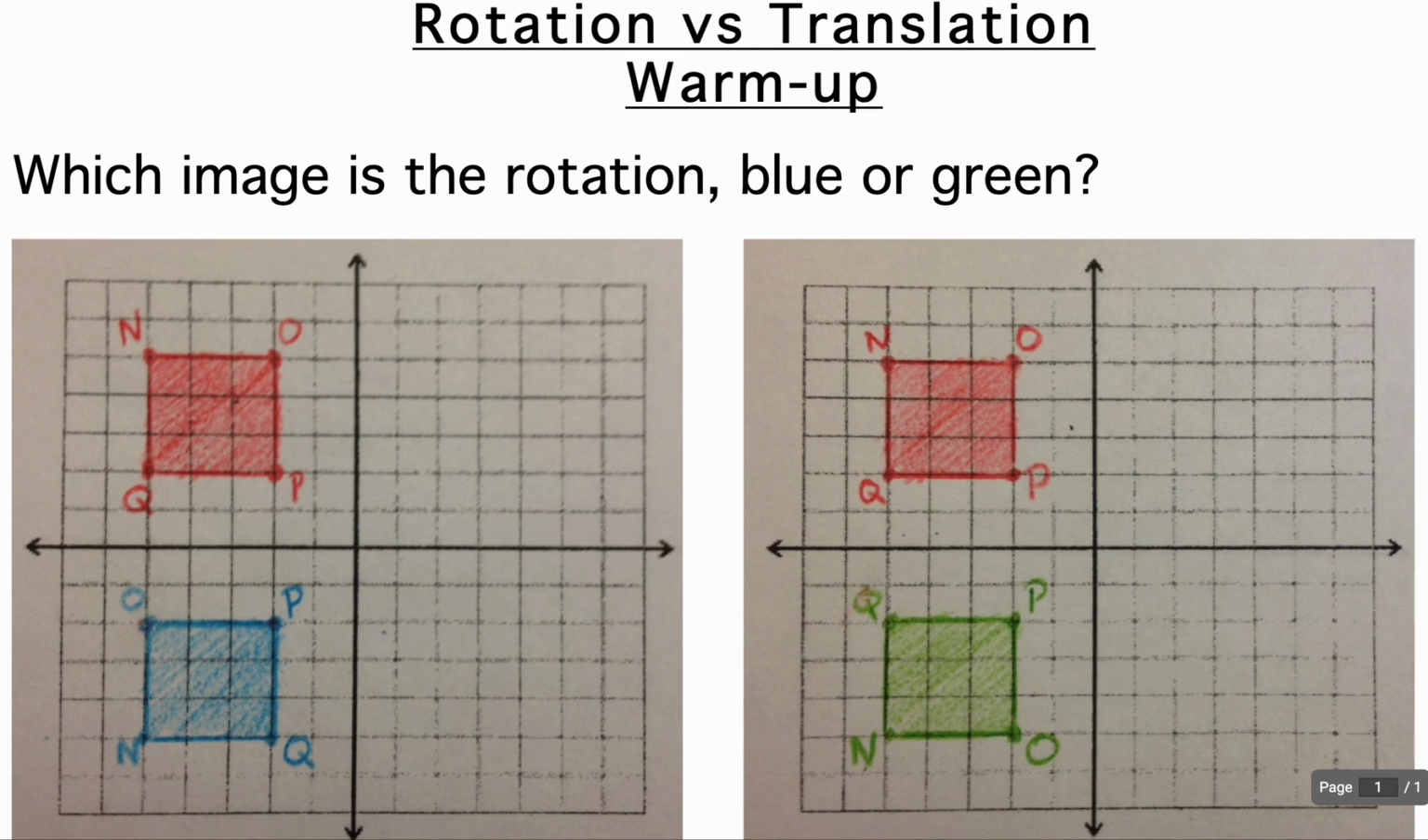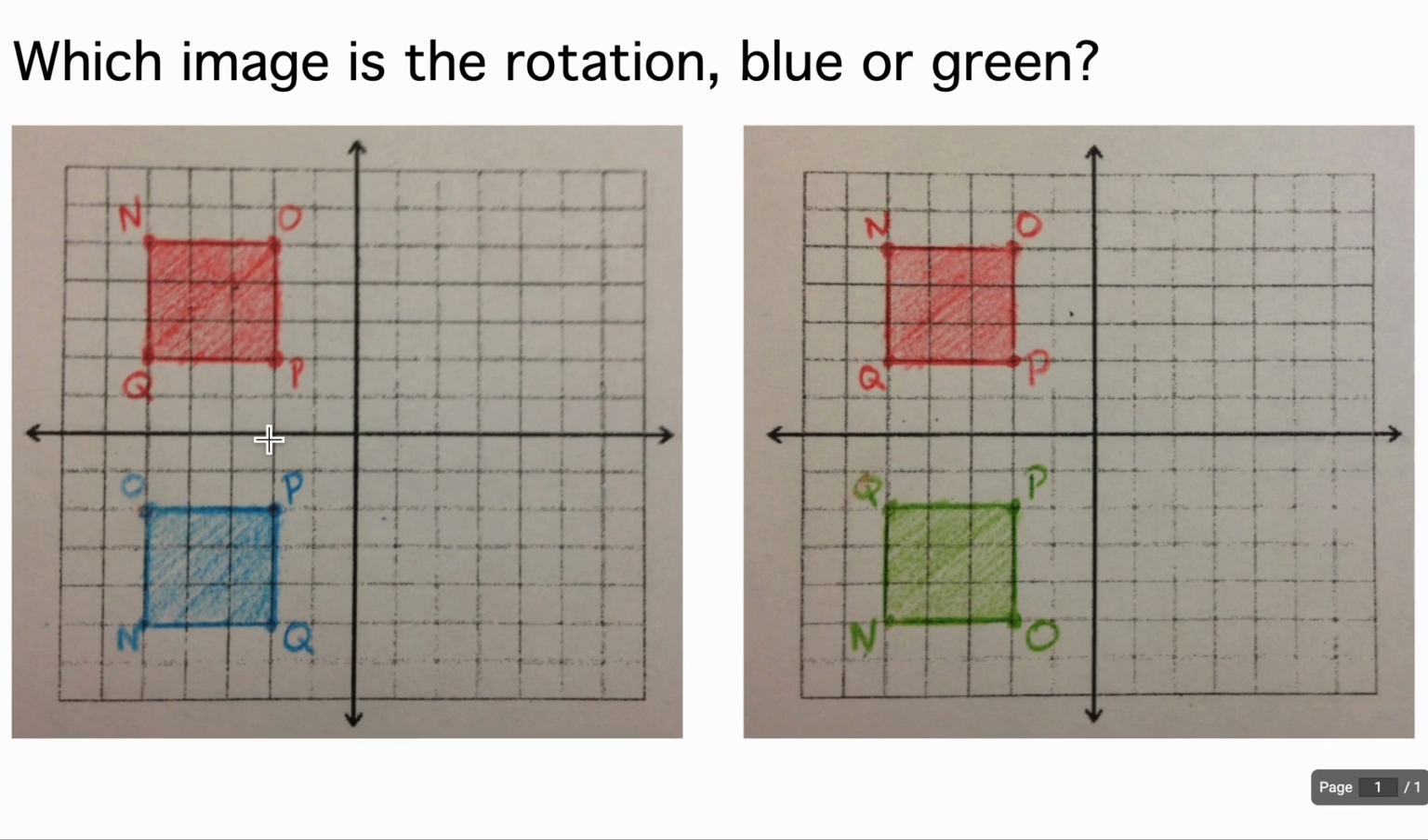Rotations versus translations. So in this problem, the question is, which image is the rotation? The blue one or the green one? So why don't you pause and figure it out? What I find helpful is to actually write down blue or green because it makes you commit to your answer. And then we'll talk about which one's the correct one and why. And then we're also going to talk about the rule and writing the rule for it.